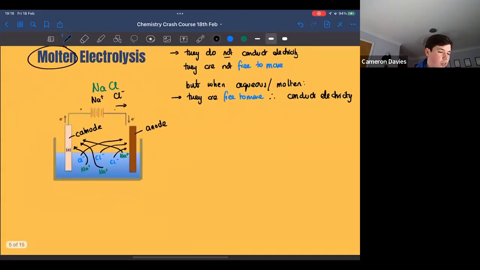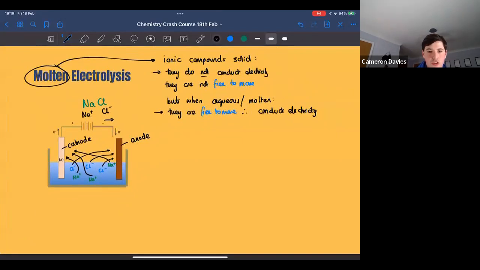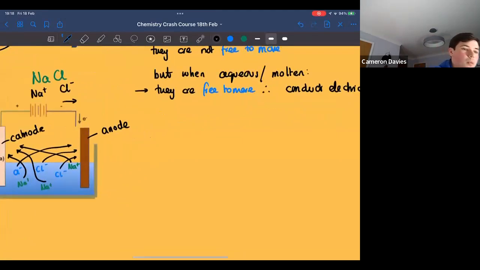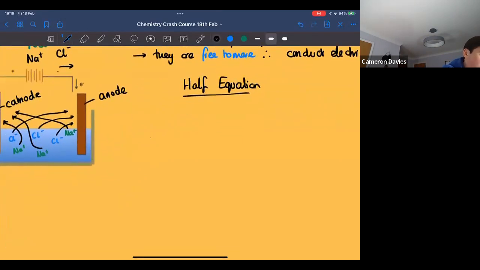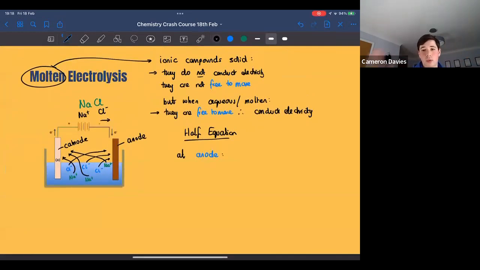So we've got the ionic compounds in the electrolyte solution. They've moved to their respective electrodes, and now we're going to start producing the products. With the products, we write something called a half equation. So let's look at the anode first. We write one for each electrode. That's why they're called half equations, because we've got one for the anode and one for the cathode.